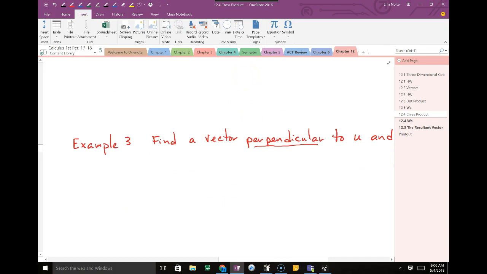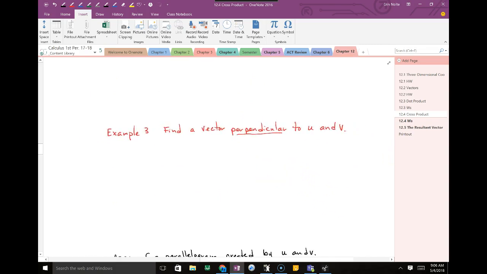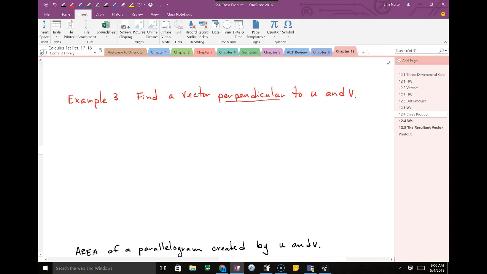Example 3 says, find a vector perpendicular to u and v. I have an idea. Let me explain. Finding the cross product actually finds the perpendicular vector. So we don't need to do anything different. All you have to do is the cross product, and that is going to be perpendicular. Nothing changes, but now you understand that the cross product allows us to find a perpendicular vector. That makes sense?